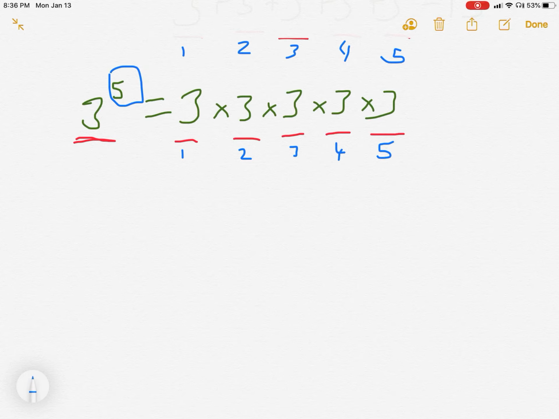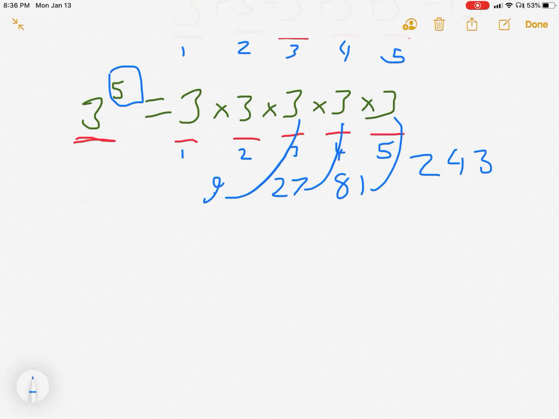Now the big difference between multiplication and exponents is that exponents get a lot bigger a lot faster. So 3 times 5, we said earlier, was 15. 3 to the 5th power is going to be 3 times 3, which is 9, times 3, which is 27, times 3, which is 81, times another 3, which is 243.